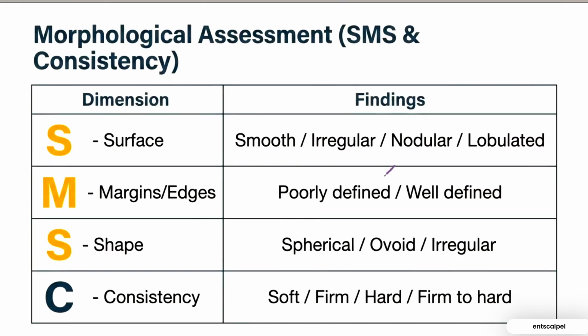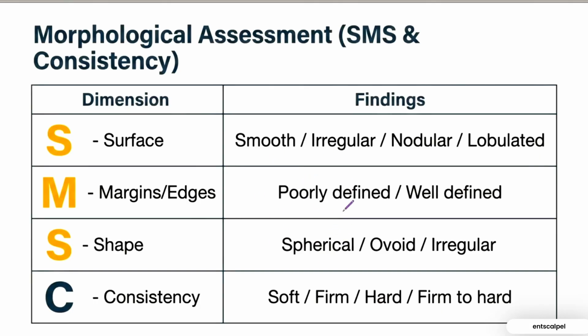Right. When evaluating margins or edges, the doctor determines if the borders are poorly defined, sort of fading ambiguously into the surrounding tissue, or if they are well defined where you can trace a sharp, distinct boundary. Finally, shape categorizes the mass as spherical, ovoid, or completely irregular. Got it. And right after the SMS check, the text says to test the consistency. Is it soft, firm, hard, or, I love this phrase from sample charts, is it firm to hard? Oh. That feels like such a beautifully nuanced clinical distinction. It captures a very specific physical reality. A soft swelling might feel like a lipoma, a collection of fat. A hard swelling feels completely unyielding like bone or cartilage, which can sometimes indicate a malignancy.